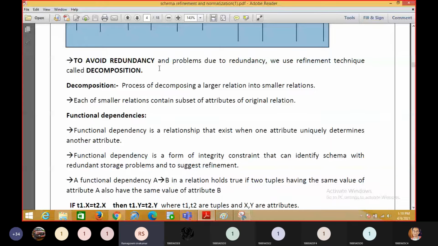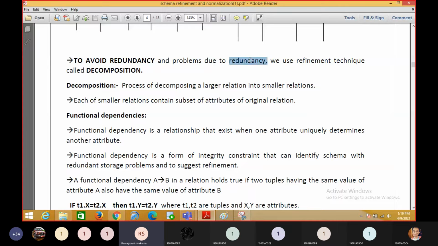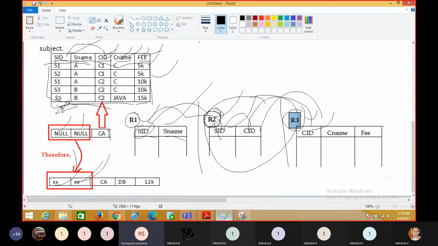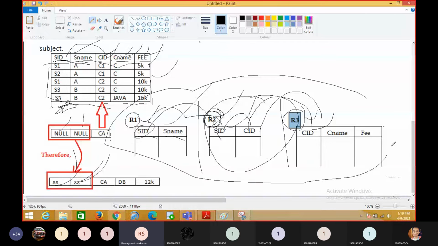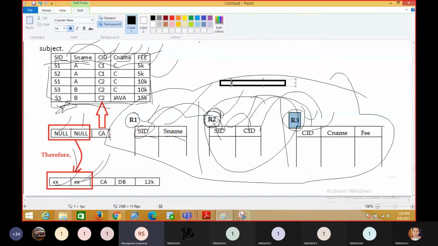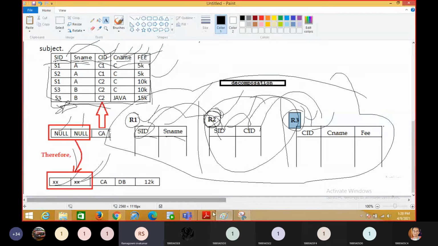To avoid redundancy and the problems due to redundancy, we use a refinement technique called decomposition. What is this process we call? This is called decomposition. Okay, understand?